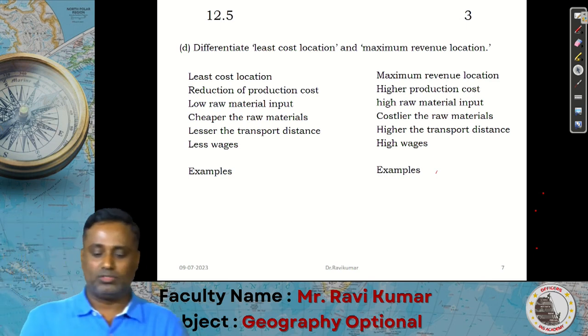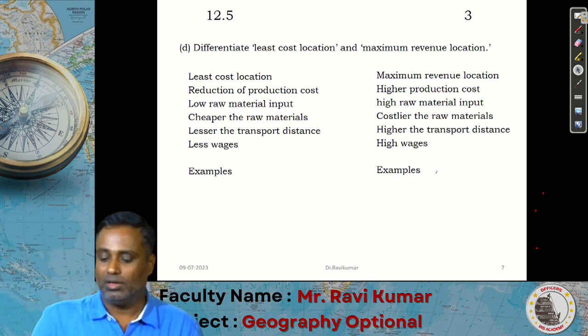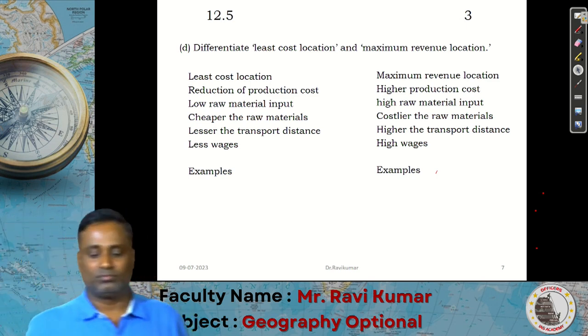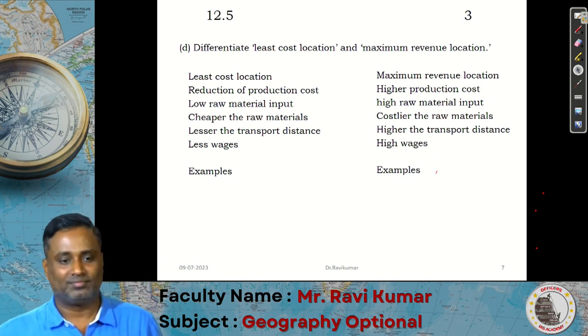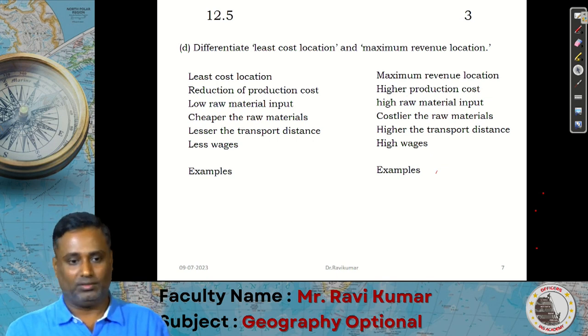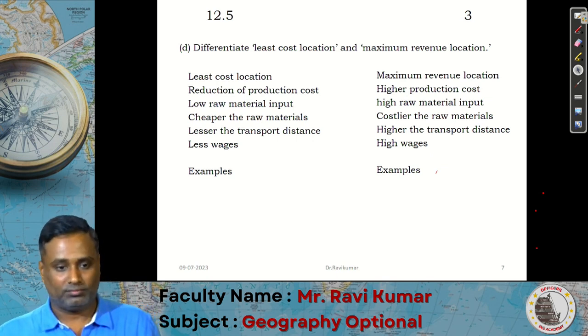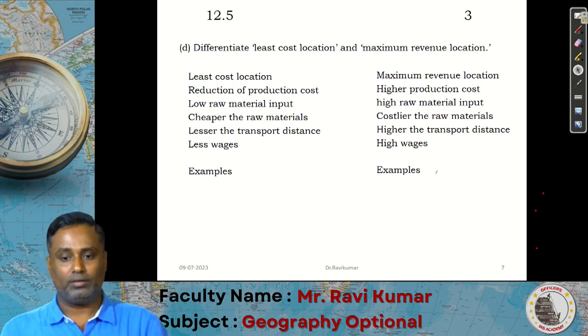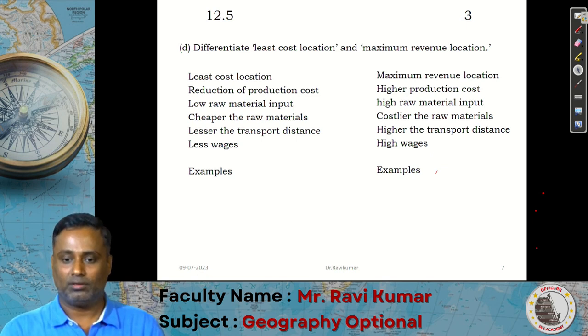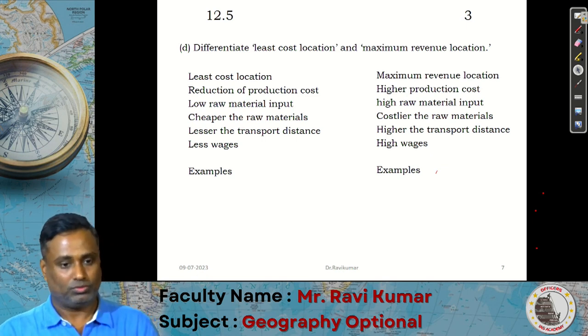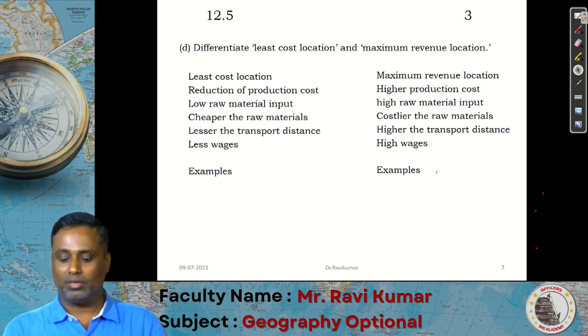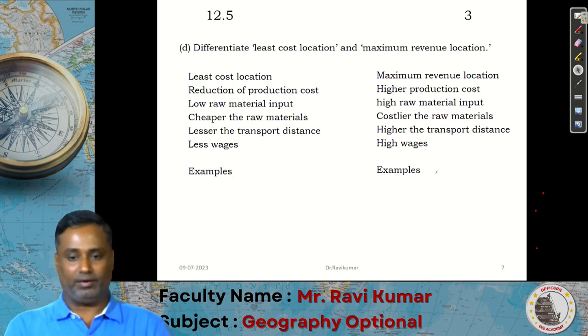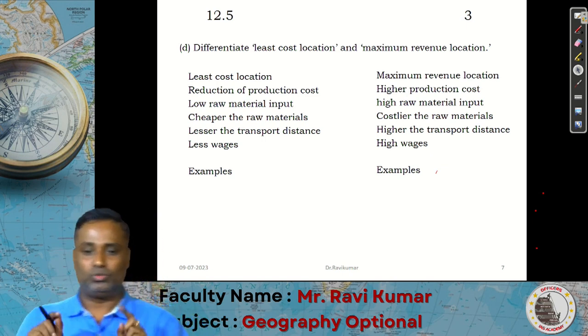Okay. The next question is: differentiate least cost location and maximum revenue location. These are basic concepts normally used in industrial location. We know least cost location was used by Weber, and maximum revenue location was used by Loesch. So we have two different theories, two different concepts. I am just going to ask you to compare the basics of these two ideologies.